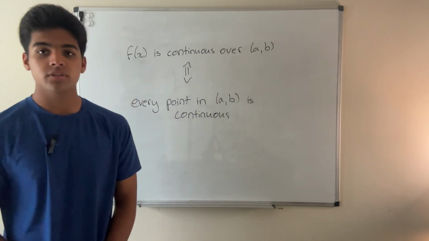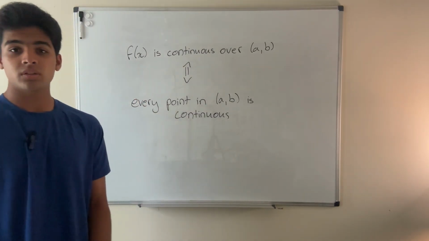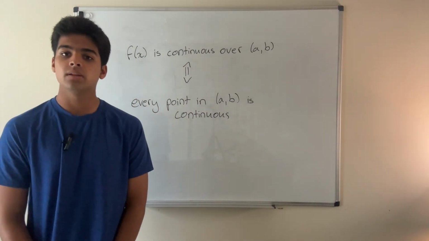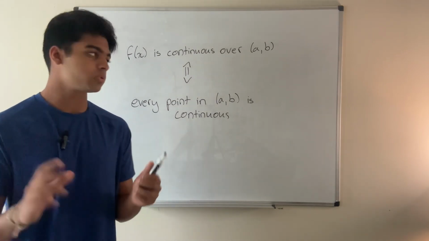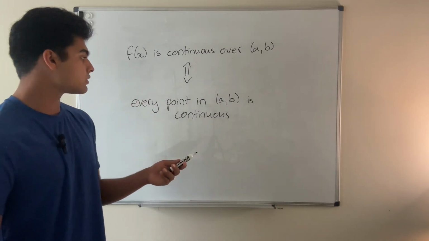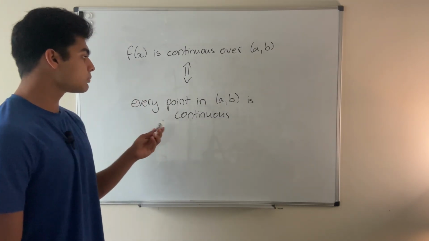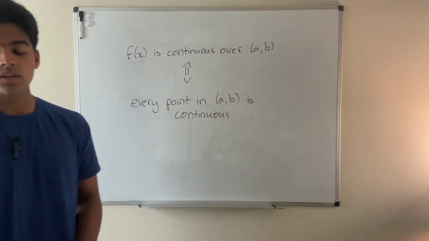So here I have the definition of continuity over an interval. It is f of x is continuous over the open interval a to b. The open interval a to b means that we're not including a and b, it's just all the values between those two values. And so f of x is continuous over that interval if and only if every point within the interval a to b is continuous. So what does that mean?